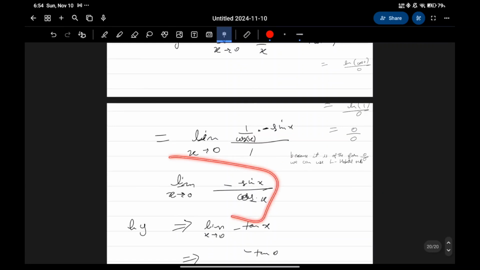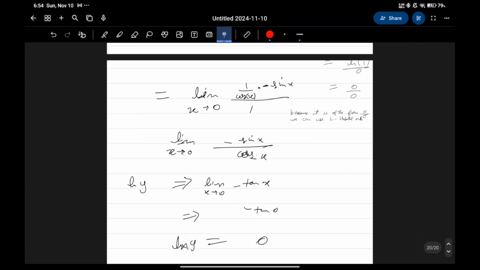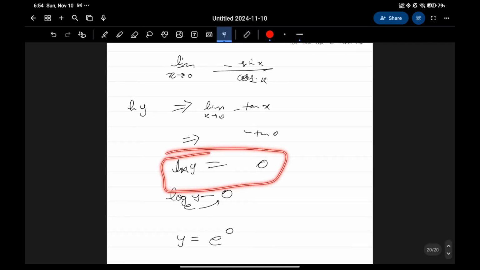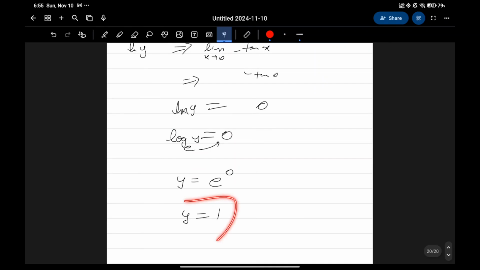We got sine over cosine, which is tangent, so negative tangent. And then we plugged in the 0 again. Tangent of 0 is 0. So this becomes 0, and do not forget we had a log of y on the left. So log of y equals 0, which basically reduces to y equals 1.